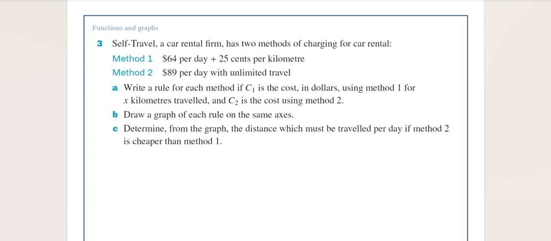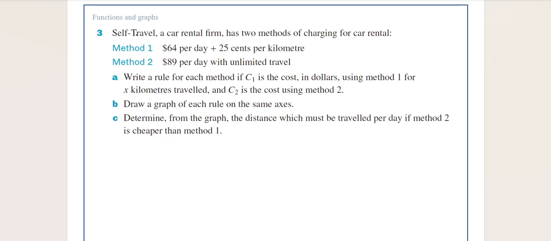Some differences though. It's got self-travel. A car rental firm has 2 methods of charging for car rental. So 2 ways that they can charge for cars. Method 1 is they charge $64 per day, plus an additional 25 cents for every kilometer that a car happens to travel. That's one way they can charge for cars. Method 2 is just pay $89 per day with unlimited travel. Doesn't matter how many kilometers you travel, it's just going to cost you $89.